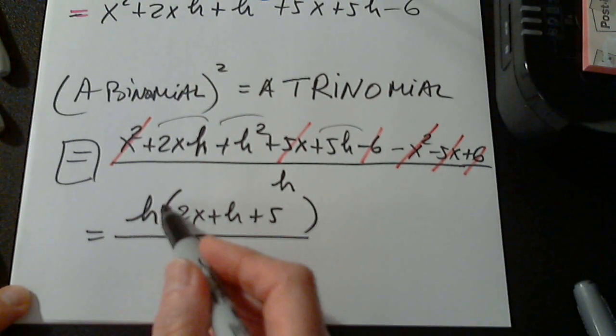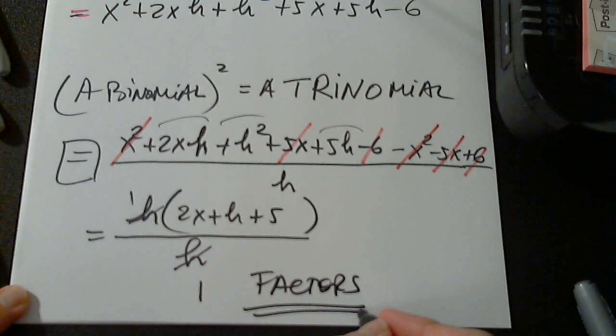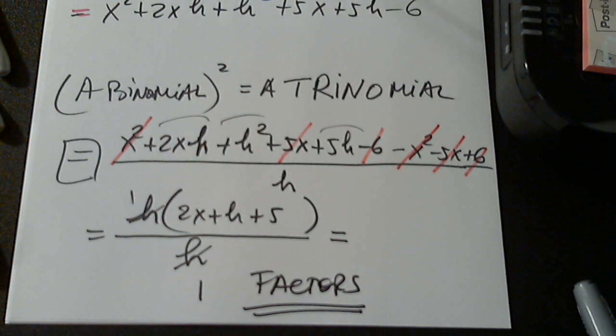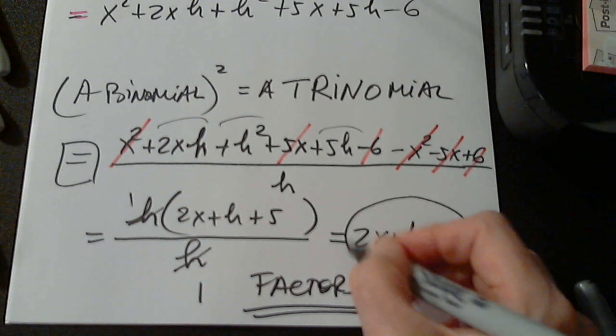Only now I can simplify, because remember, we simplify factors. We only simplify factors. And finally, what is the simplified form of the difference quotient for the function you picked? 2x plus h plus 5. That's it.